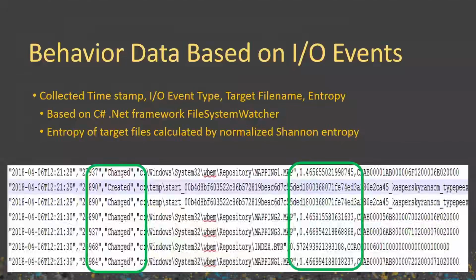So we collected standard events like what type of file I/O events are happening, what file regions is it targeting, right? Is it going to the system directories? Is it going to the user space directories? Basically where the data is that the user cares about, and also the entropy of the files as they are changing, right? And those pieces of information are combined and then used in our deep learning system, right?